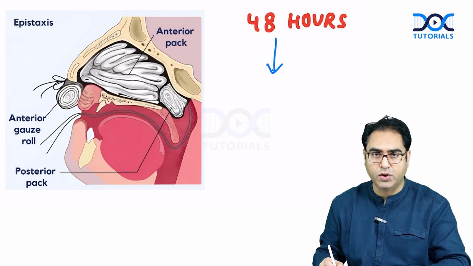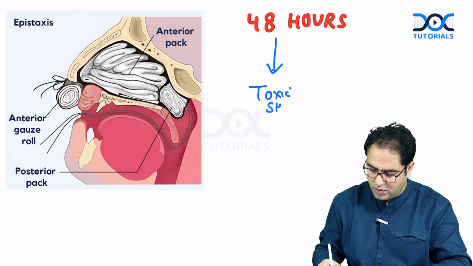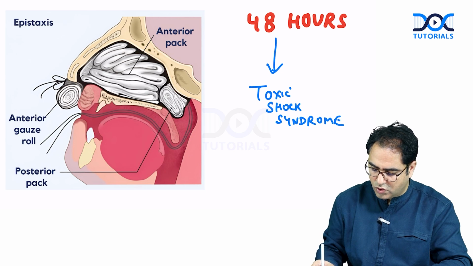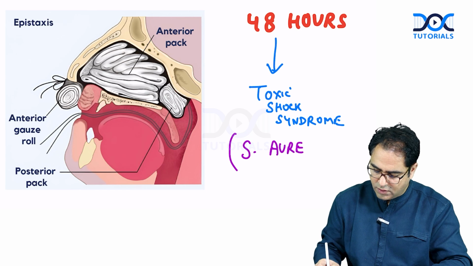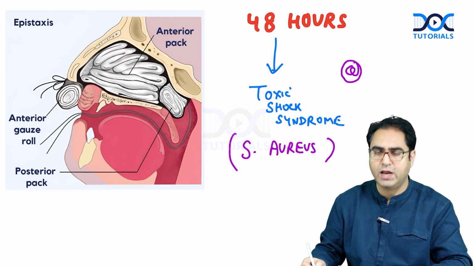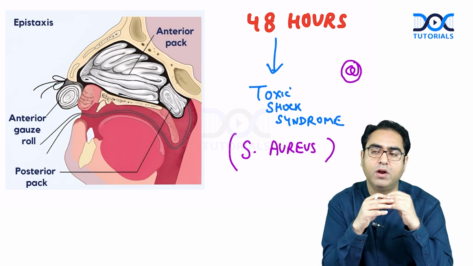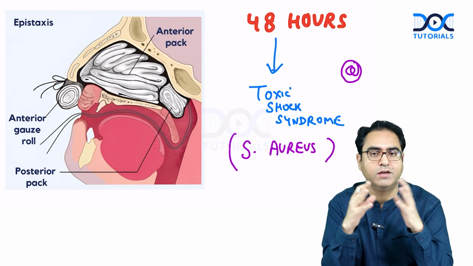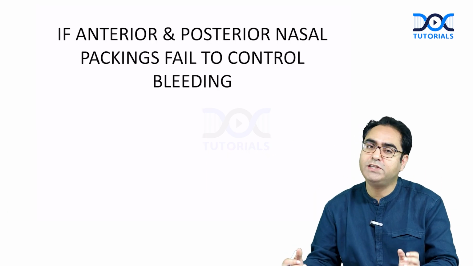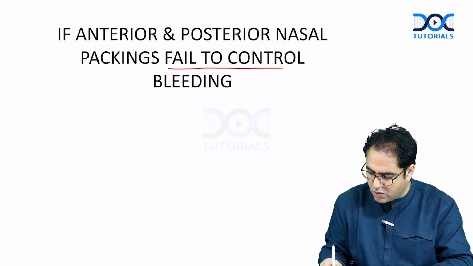Why? It can lead to toxic shock syndrome. You must have heard this word in microbiology classes. Toxic shock syndrome is septicemic shock due to colonization of Staph aureus. Staph aureus, and this is a very important question. All packs from the body should be removed in 48 hours. If you leave the pack for a longer duration, there's a chance of toxic shock syndrome due to Staph aureus colonization. My dear friends, by chance you did the anterior packing and posterior packing also, but this packing fails to control bleeding.